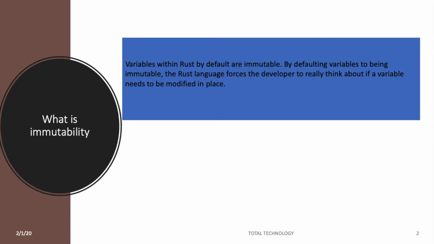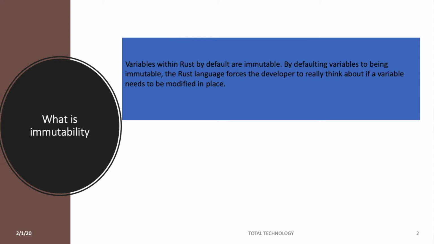If I go to the next slide, variables within Rust by default are immutable. By defaulting variables to being immutable, the Rust language enforces the developer to really think about whether a variable needs to be modified in place. Immutable means once you declare a variable with some value within the program life cycle, or within the function where you define your variable, it will remain constant. The Rust compiler will not allow you to change anything for that variable. So this concept is known as immutable.